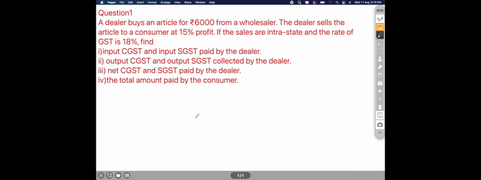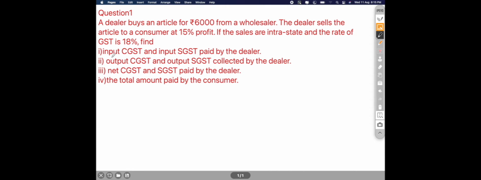A dealer buys an article for rupees 6,000 from a wholesaler. The dealer sells the article to a consumer at 15% profit. If the sales are intrastate and the rate of GST is 18%, find number 1, input CGST and input SGST paid by the dealer. Number 2, output CGST and output SGST collected by the dealer. Number 3, net CGST and SGST paid by the dealer. Number 4, the amount paid by the consumer.